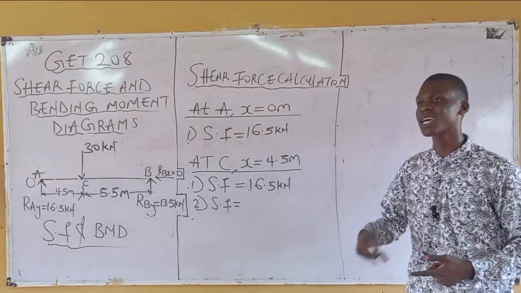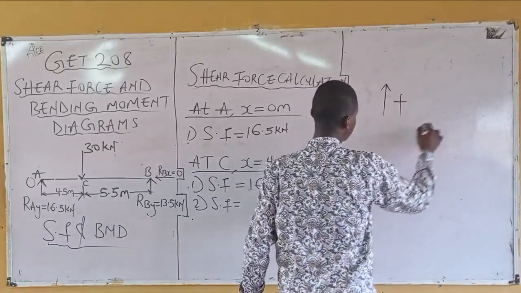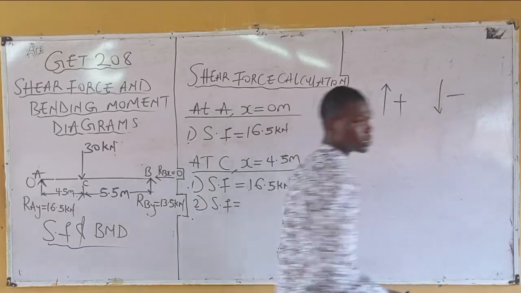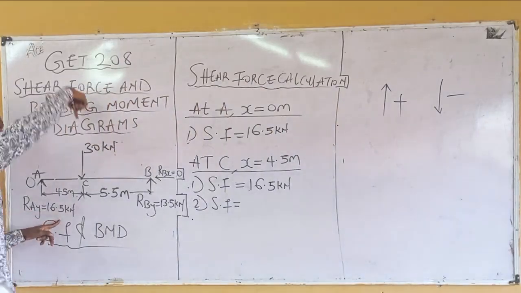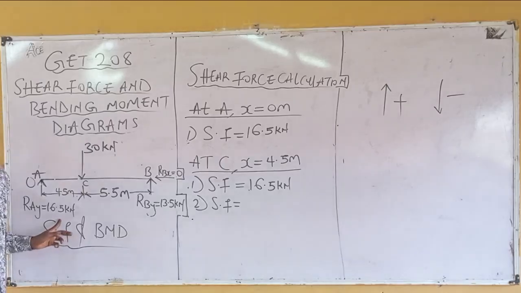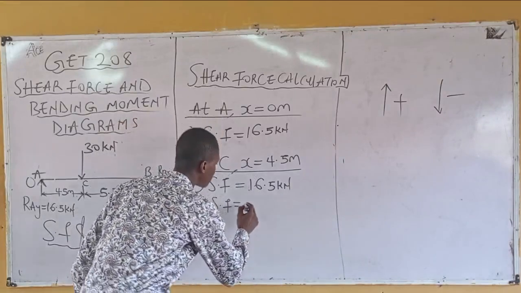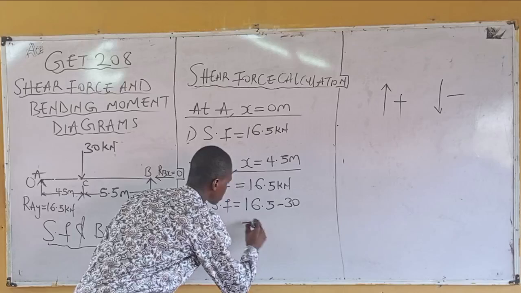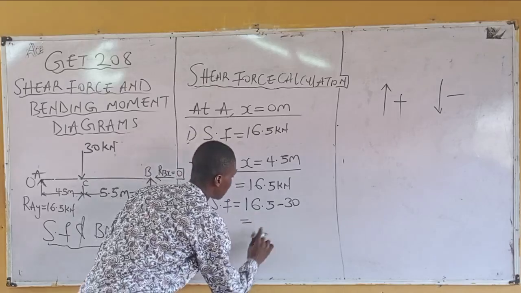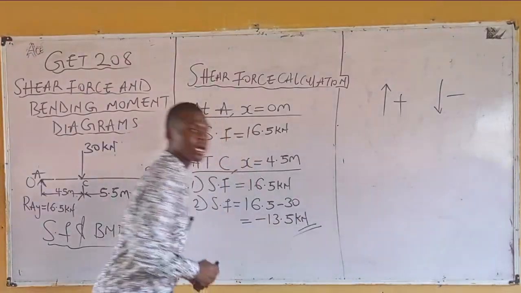16.5 minus 30. Don't forget your sign convention. Force of this nature, positive. Force of this nature, negative. I'm going in this manner, meaning 16.5. I'm coming in this manner, meaning 30 kilonewton. So what do you have? You have 16.5 minus 30, and this will give you what? Minus 13.5 kilonewton.